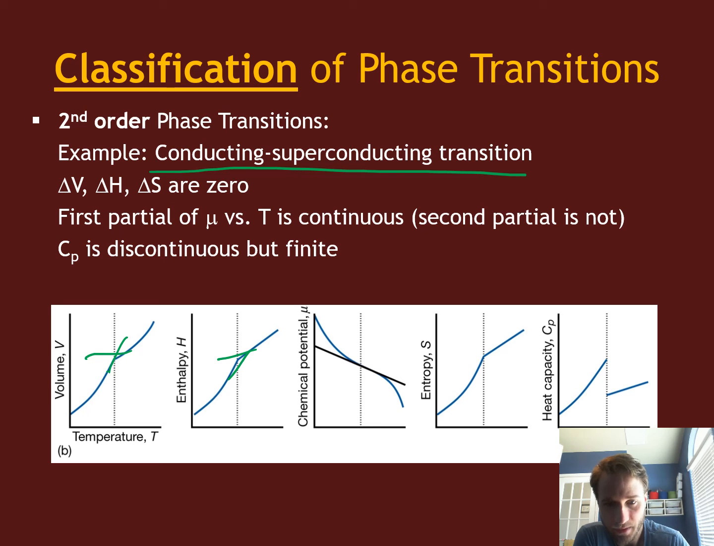Now for chemical potential, the chemical potential is still continuous. The slope of that chemical potential is continuous. And then heat capacity is no longer infinite. It is now finite, but it is discontinuous. The heat capacity does still change between those two phases, but it no longer blows up to infinity at that phase boundary.